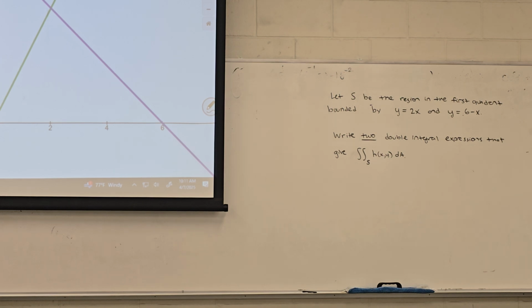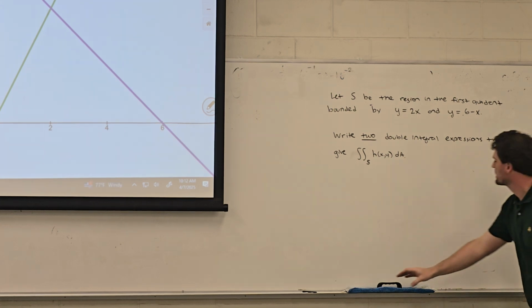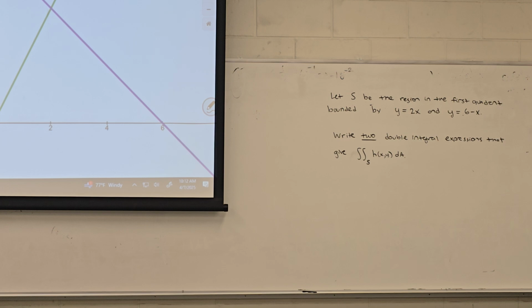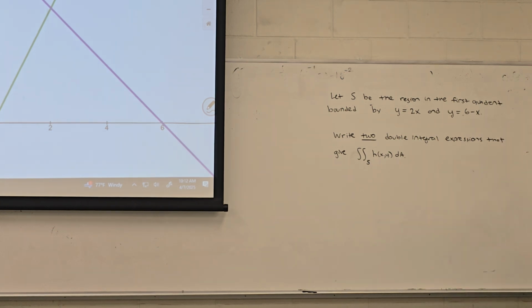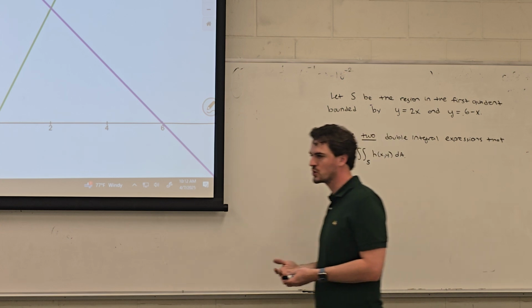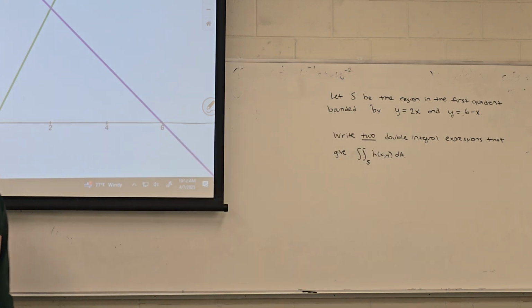This says let S be the region in the first quadrant bounded by y equals 2x and y equals 6 minus x. Write two double integral expressions that give the volume underneath that surface over region S. So kind of the scaffolding. I'm not actually going to ask you to sketch the region by the time we get to the exam. It's more just, you should be able to sketch the region to help you write these integral expressions.